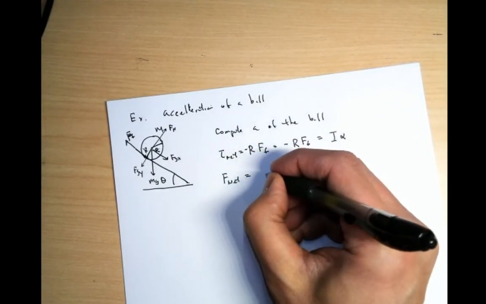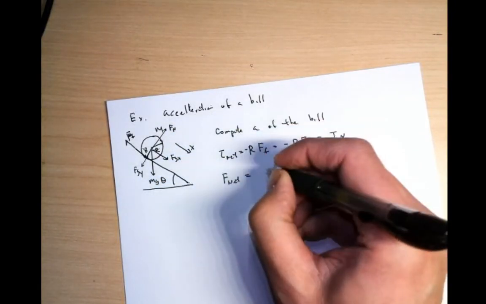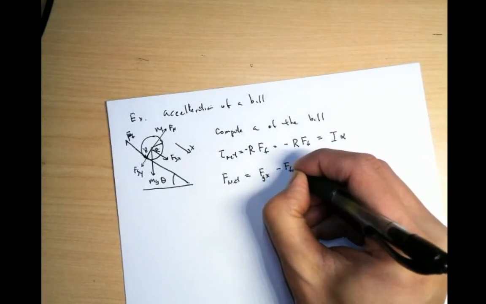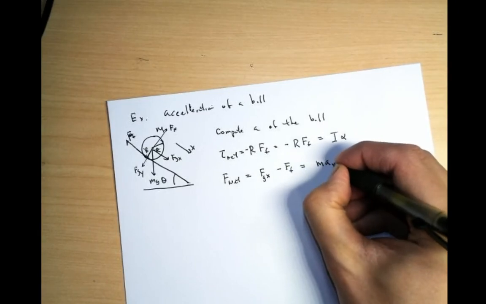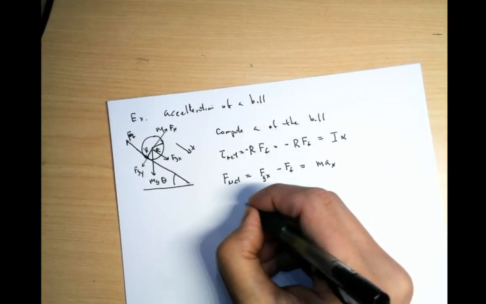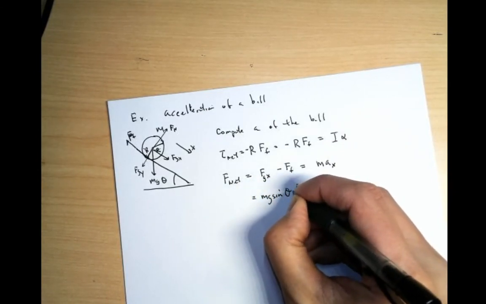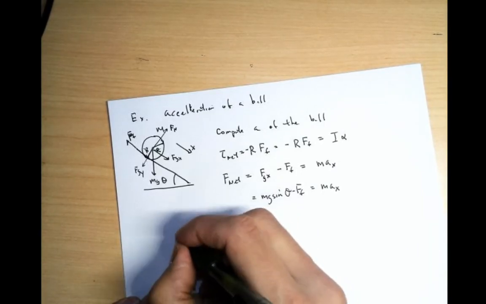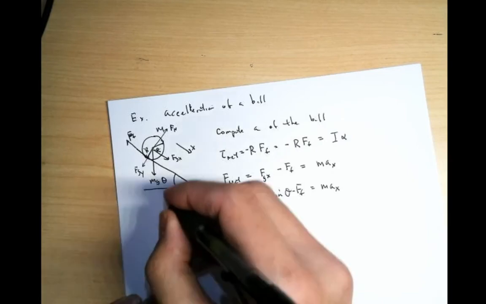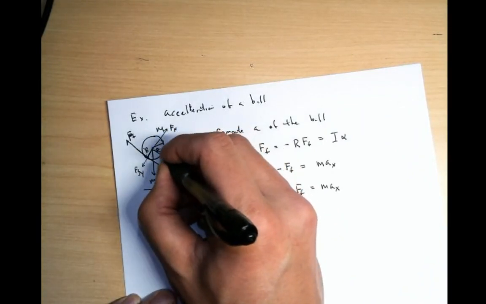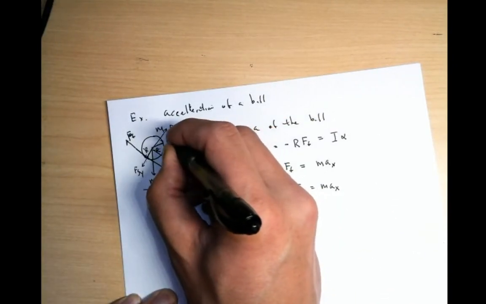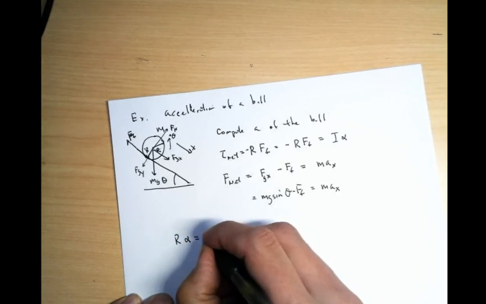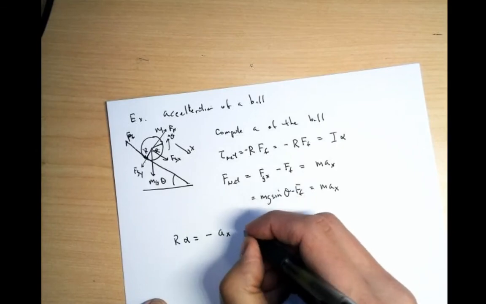Let's pick the x direction, this direction now. The net force is equal to F_g of x minus the force of friction, which is equal to mass times a sub x. So this is mg sine theta minus F_f is equal to m a sub x. All right, so now we need the no slip condition. If this thing is accelerating in the positive x direction, that means it will rotate clockwise, which is negative. So R times alpha is equal to minus a sub x. That's my no slip condition.